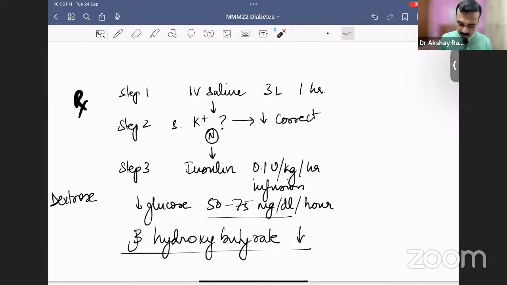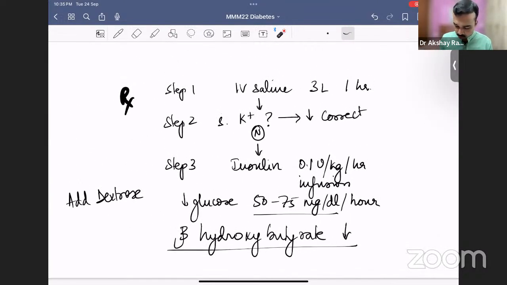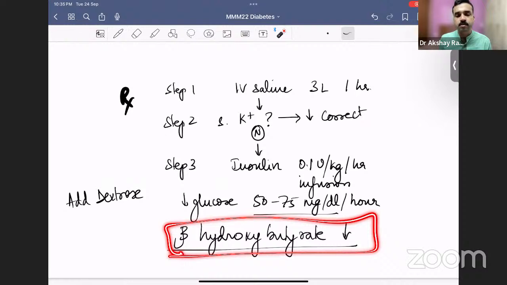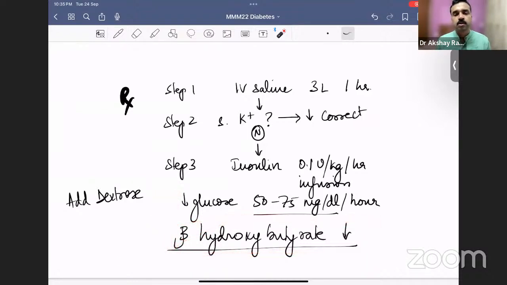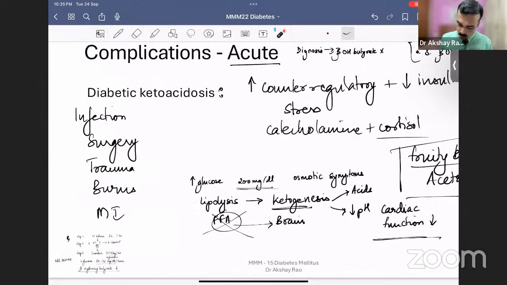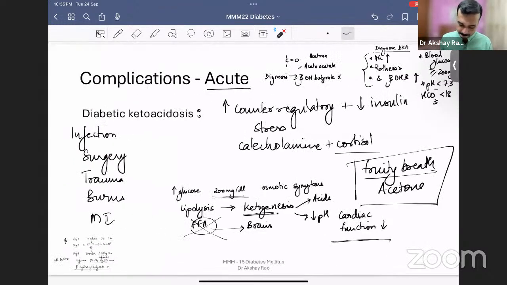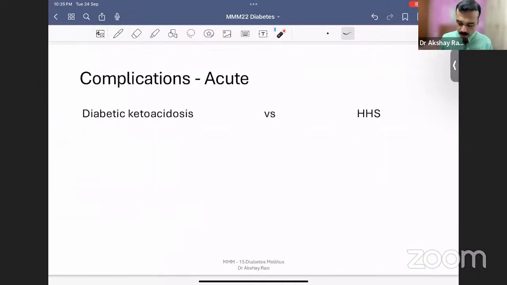So your target in DKA is to stop the ketone body synthesis. Normalization of beta hydroxybutyrate level is your target, not the blood glucose level normalization. Clear? Insulin here in DKA is not for high glucose. It's for stopping ketone body synthesis. Okay. This is briefly about DKA. More common in type 1 or advanced type 2.